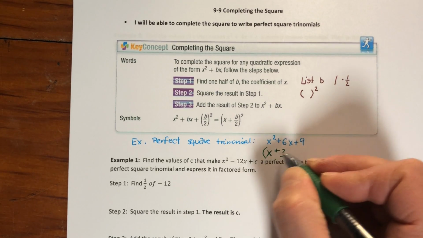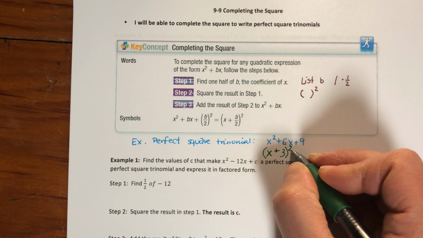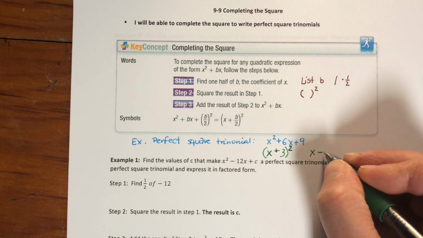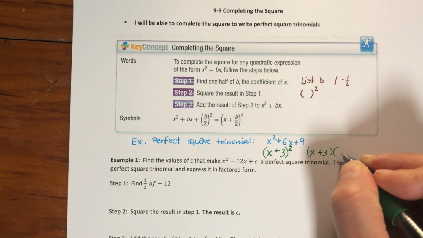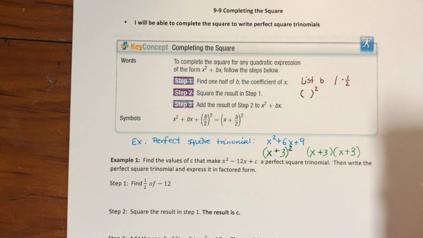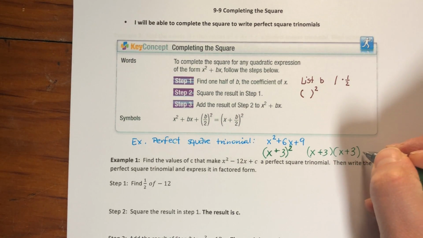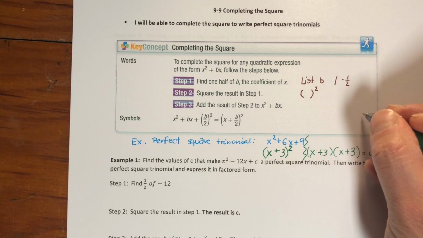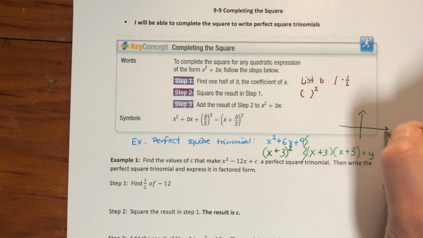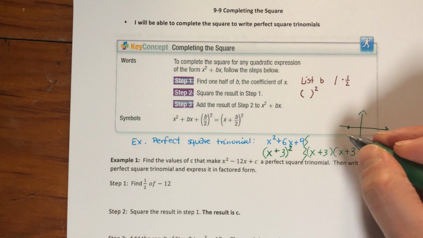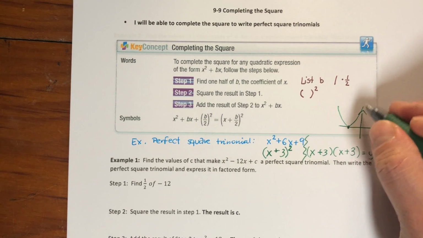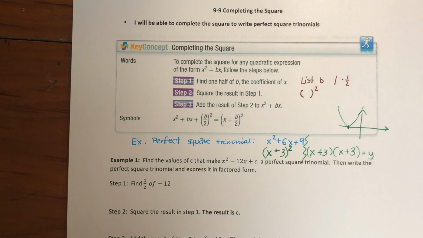Sometimes this is going to be a positive sign, sometimes a negative sign, and now you can square it. What does this mean? This means that it could be written as x plus 3, x plus 3. And if you were to graph a function like this, let's say I am making this up, y is equal to this, notice that would be a parabola with the zero at negative 3 that happens twice, and this graph would nicely bounce. So this is the perfect square trinomial. This is how it looks graphically.